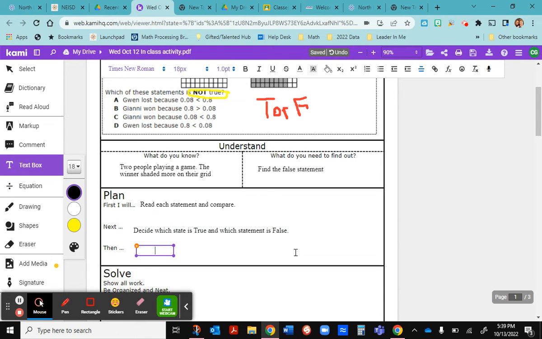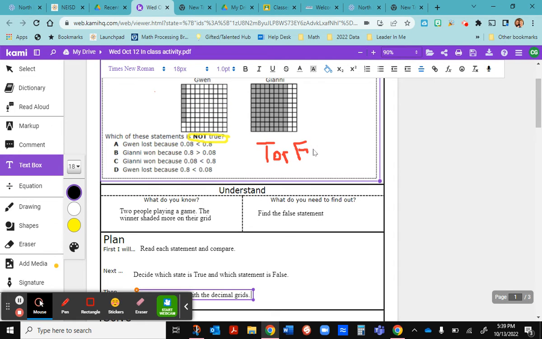Then check, oops, not an X, but check my choice with the decimal grids. Need to make sure that it's correct. All right, now that we know this, let's come through.